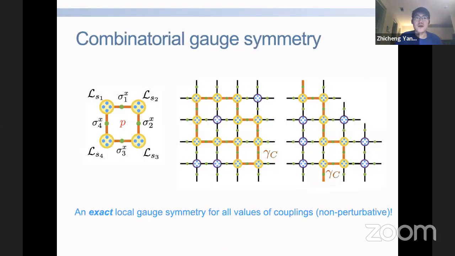Okay, I think before I continue, let me pause here. Is there any question so far? Yeah, I have a question. So even though you have exact gauge symmetries, is the Hamiltonian exactly solvable too, or no? No, this is not exactly solvable. The Hamiltonian is not exactly solvable, but I will discuss a particular limit where this Hamiltonian maps to the exactly solvable limit.